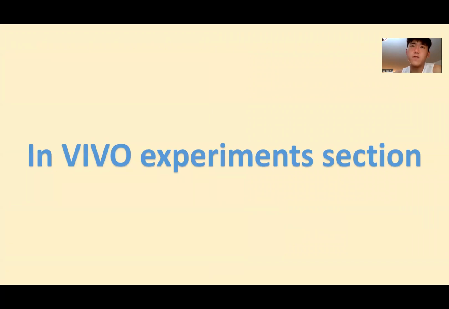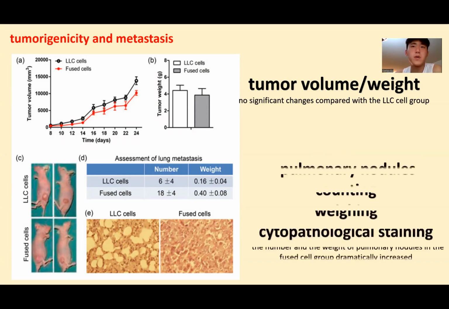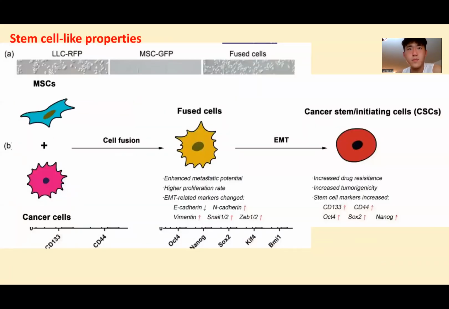The next part is the in vivo experiment section. We inoculate the cancer cells into mice. First, we see that there are no significant changes compared with the normal cell group. But second, we count and weigh the nodules. We can see the number and the weight of the nodules in the fused cell group increase significantly.